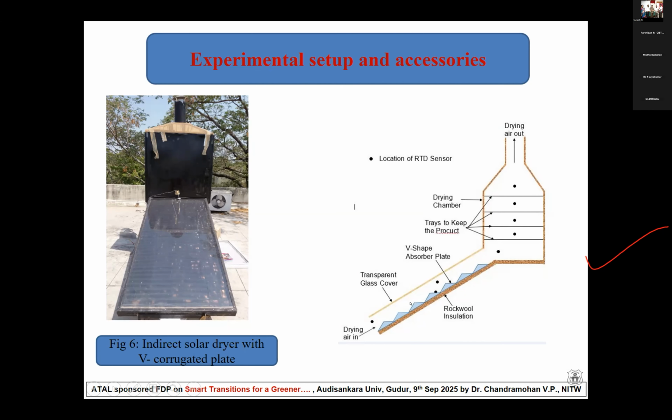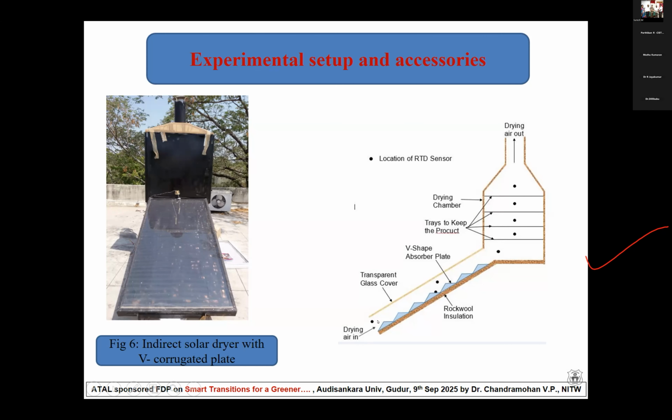Triangle corrugations are provided here. You can see the reason: once the air enters here, if it's a flat plate, the air will be heated because of the smooth plate. But in the corrugated plate, the heating of air is more because more surface area is there. Because the corrugation is provided, more surface area is provided. Therefore, the heat transfer is directly proportional to surface area.